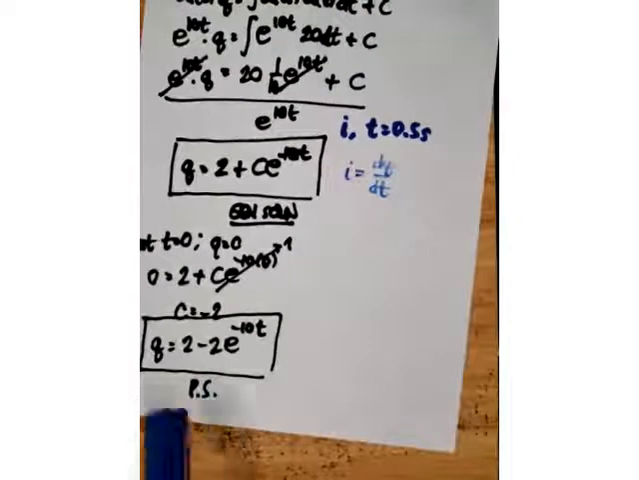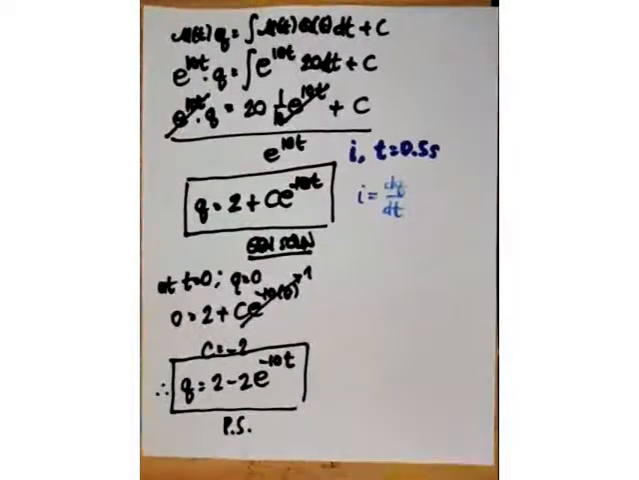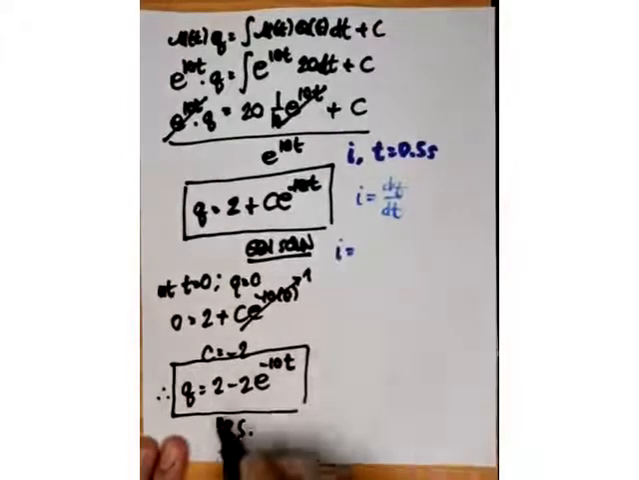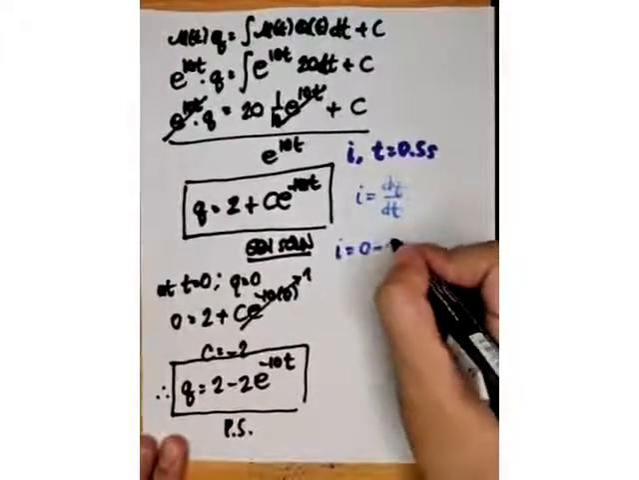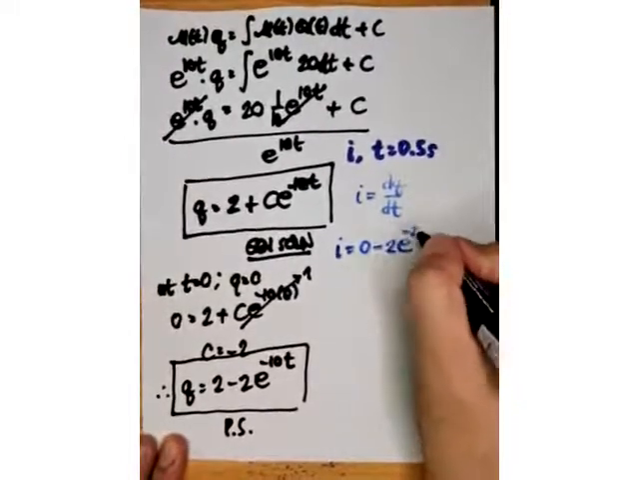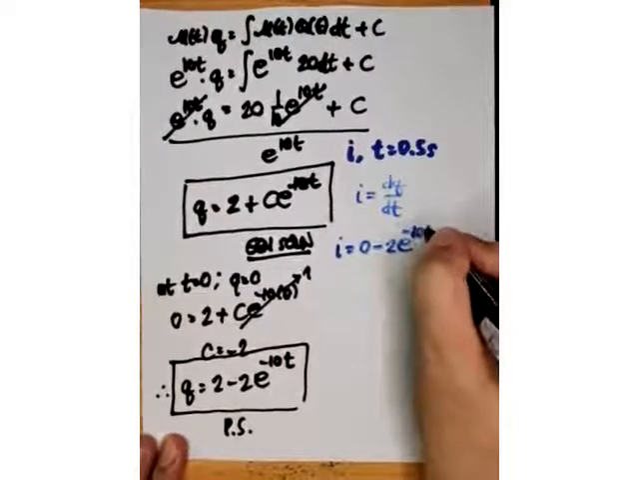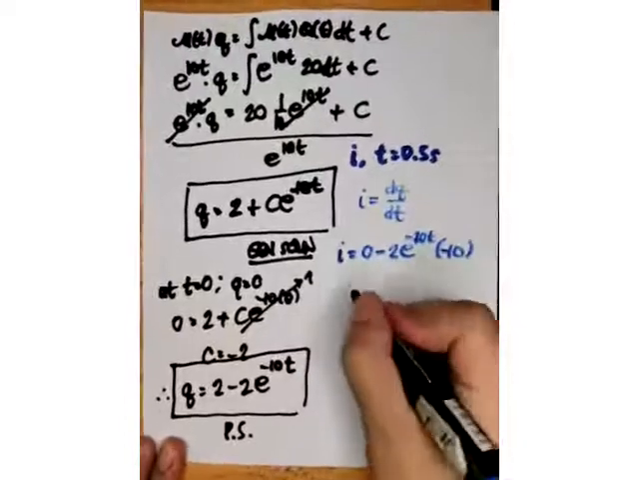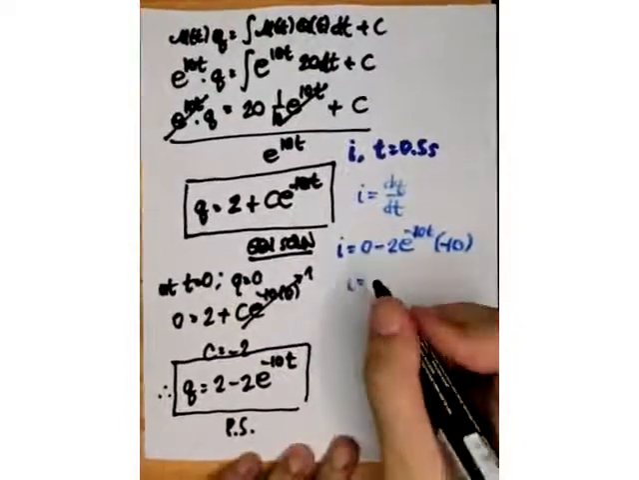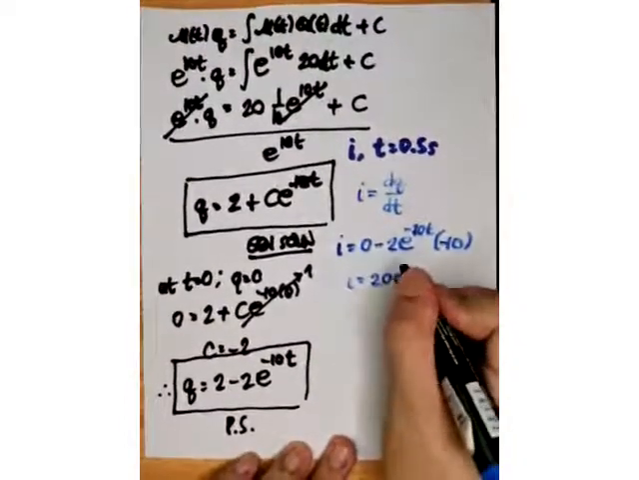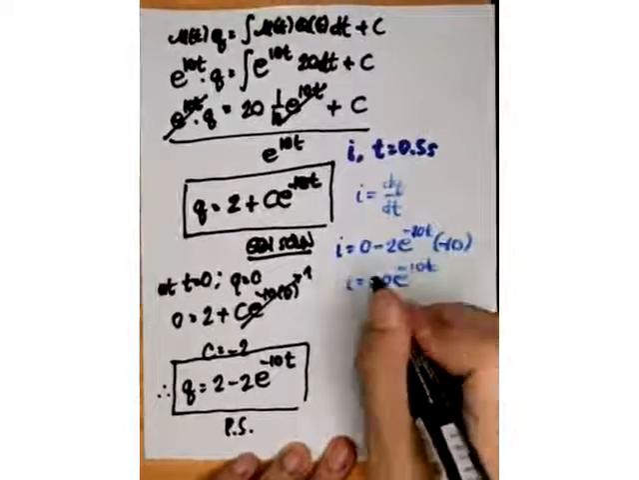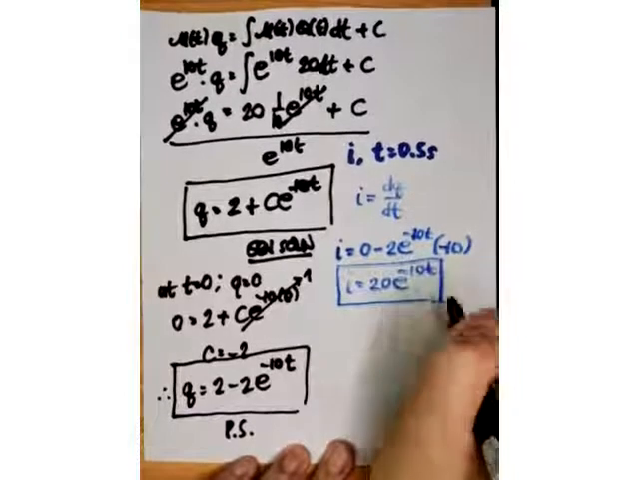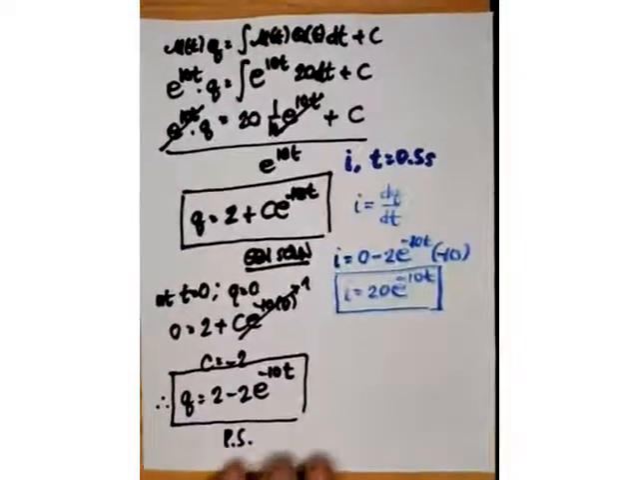So ang gagawin natin is you get the first derivative of the charge. So I then will be equal to the derivative of this: 0 minus 2 e raised to negative 10t times negative 10. Therefore, I is equal to 20 e raised to negative 10t. So this is the equation of the current.